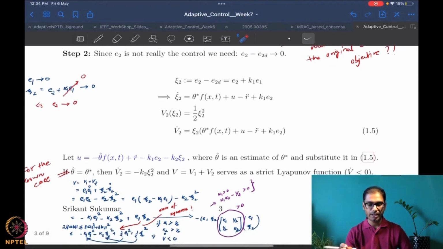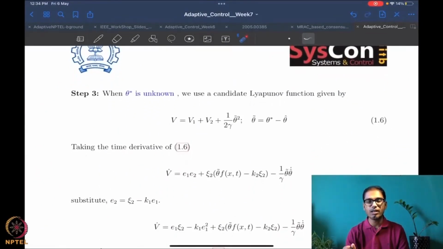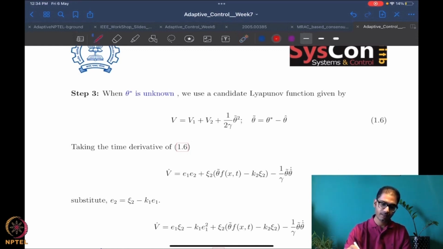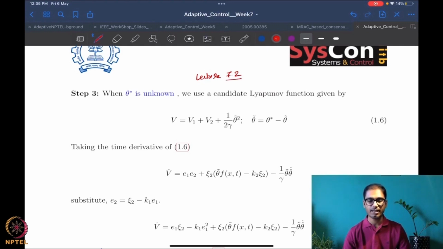So we've already seen how backstepping control design works. What we want to do starting today is to look at the unknown parameter case, that is, the actual adaptive control scenario of using backstepping control. Let me mark this lecture as lecture 7.2. So this is the second lecture.